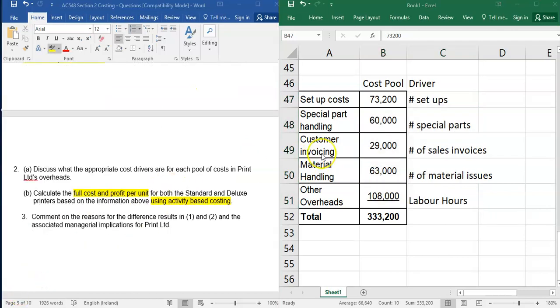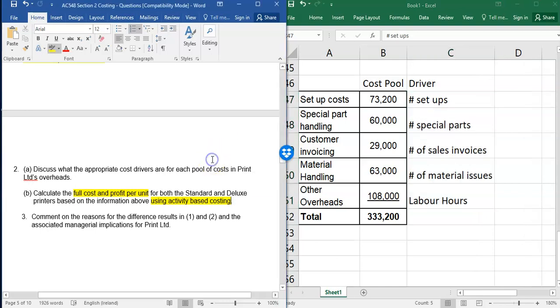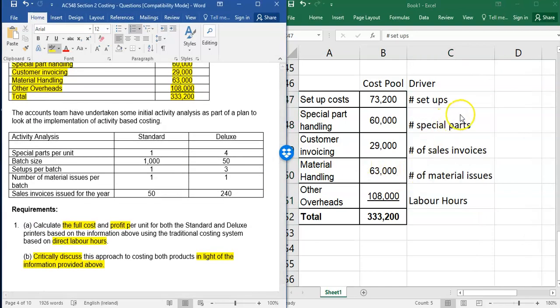So the next thing we have to do then is figure out, if we have the cost pools, we need the total of each of these drivers to actually allocate it out, because otherwise we can't allocate across. So I'm going to pull up the Excel, but we're working off this table here. We're figuring out how many setups do we have, how many batch sizes, etc. So let's firstly look at the number of setups.